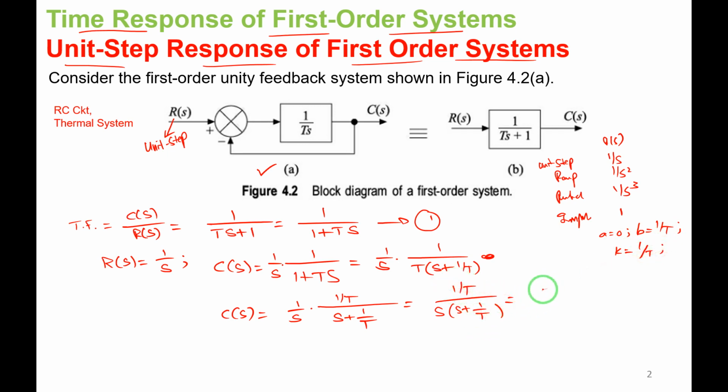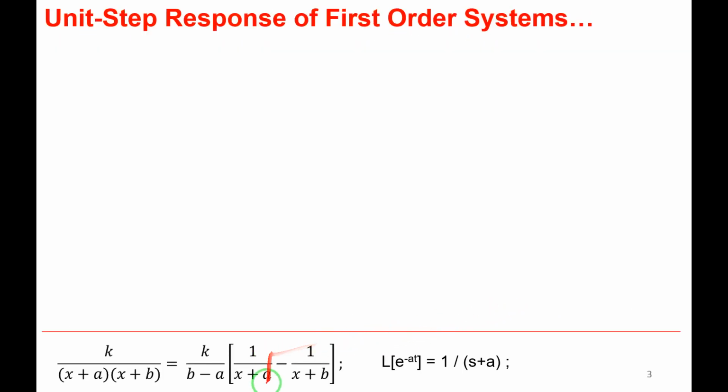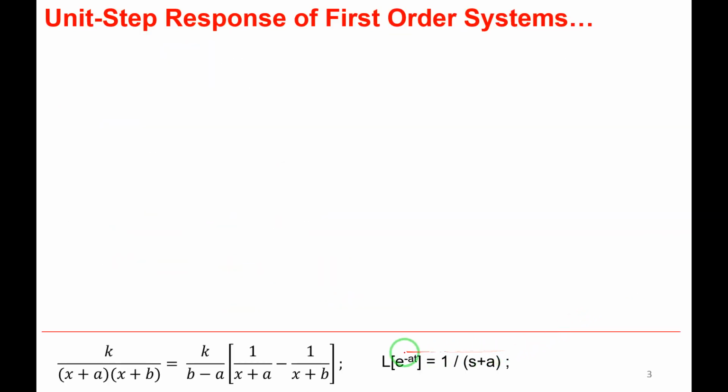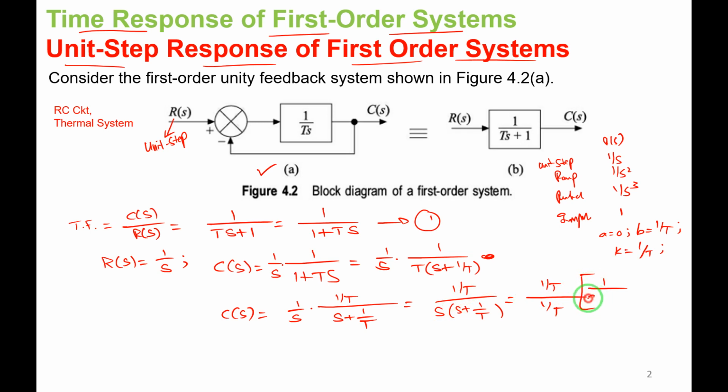So I will make use of k divided by b minus a: 1 by t minus 0, it is 1 by t only, into, observe the formula, 1 by x plus a minus 1 by x plus b. X means s here, s plus a, what is a here? 0, so s plus 0, minus 1 by s plus b, sorry, x plus b. X is nothing but s, s plus 1 by t. So 1 by t will get cancelled. So C of S is equal to 1 by S minus 1 by S plus 1 by t.